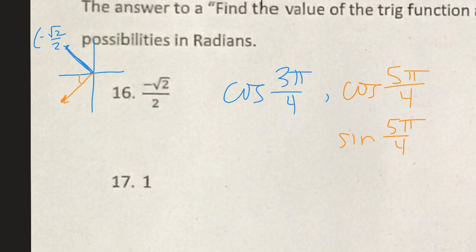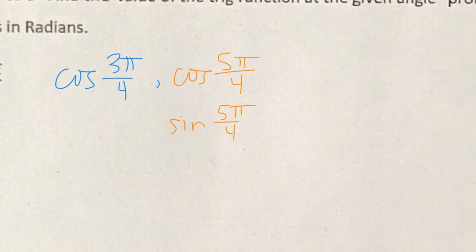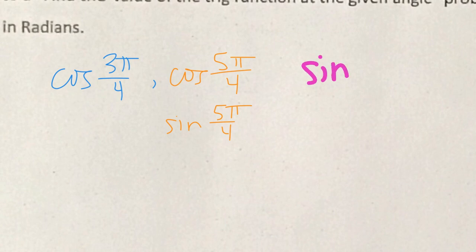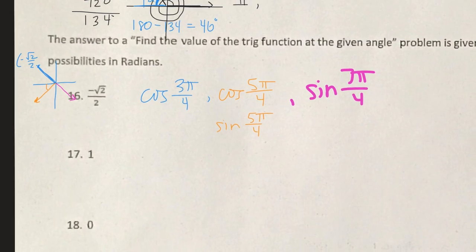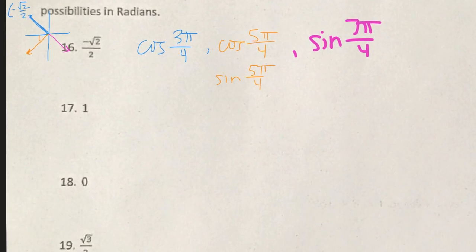And then the third one would happen over here in the fourth quadrant, but only to the sine, right? The sine at 7 pi over 4 is negative root 2 over 2, but the cosine is positive. So we're trying to list all the trigs and all the angles that give us negative root 2 over 2 as an answer. Okay, all of them. So think about all the ones that give you 1.